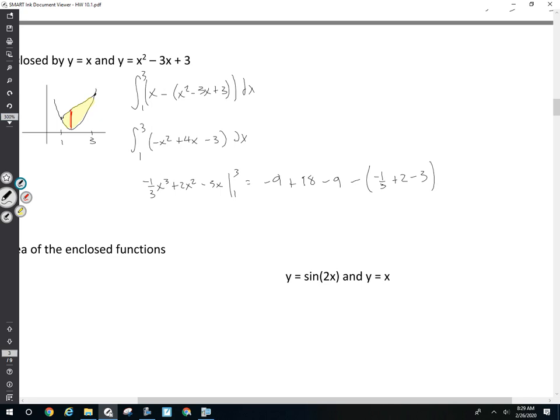That's good. So this is 0. This is negative 1. Okay, good. So this is negative 1/3 minus 1. So that's negative 4/3. So subtracting negative 4/3 will give me a positive 4/3.